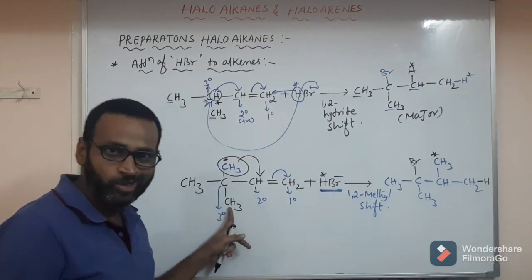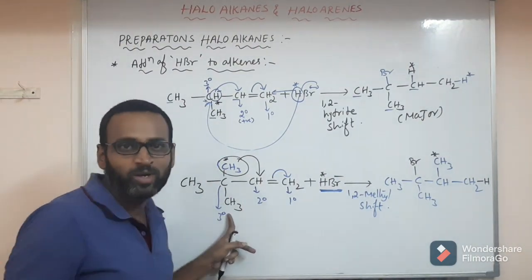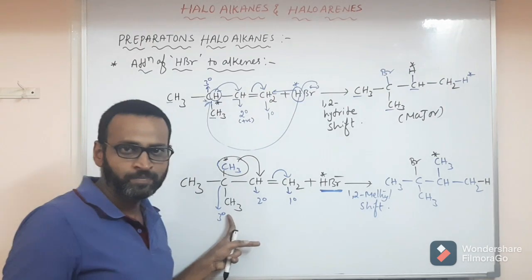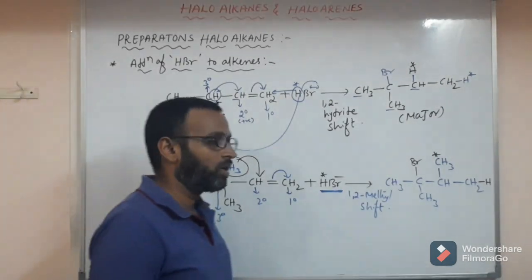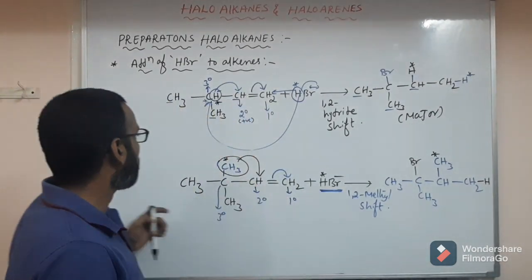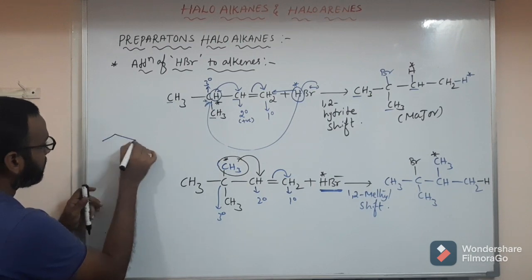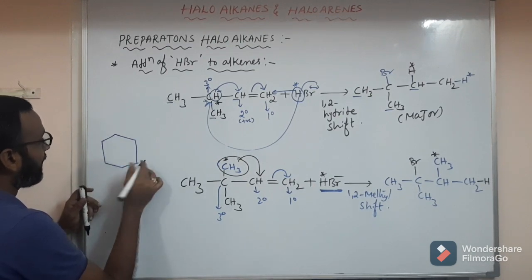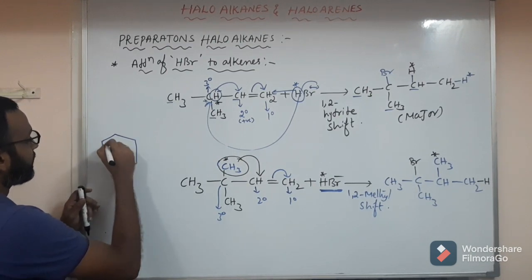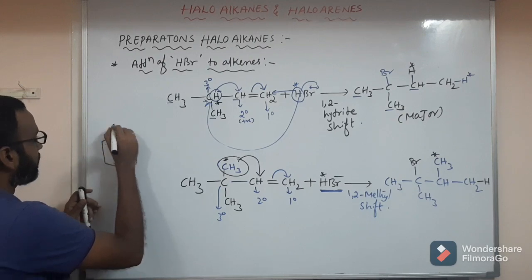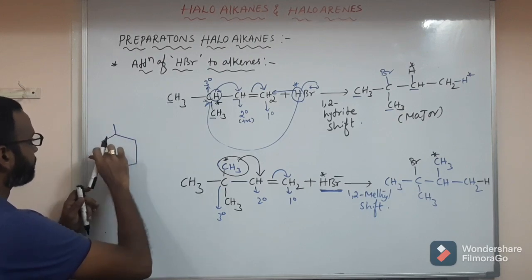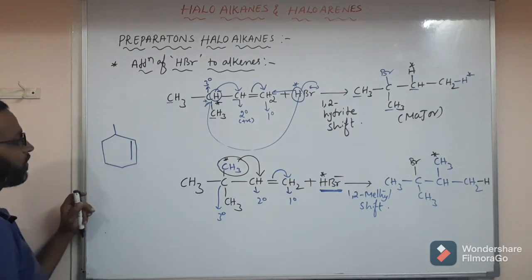So why not this methyl? Don't ask me, both are methyl groups. Any one of the methyl groups will shift. This is what we call 1,2 methyl shift and 1,2 hydride shift. In this kind also you will have methyl shift and hydride shift like this. Here you have a double bond.